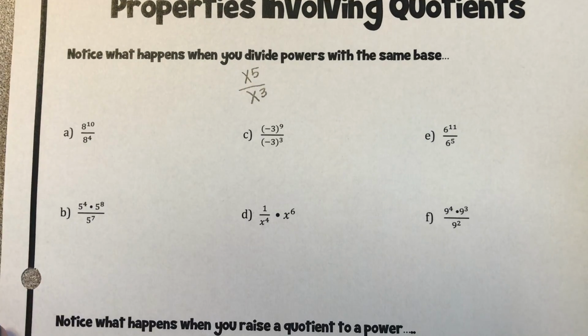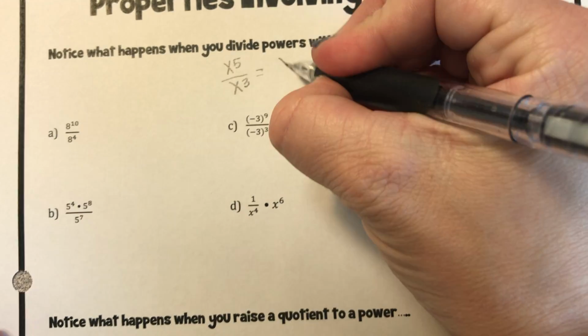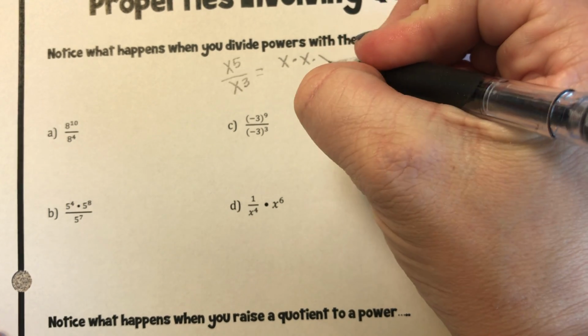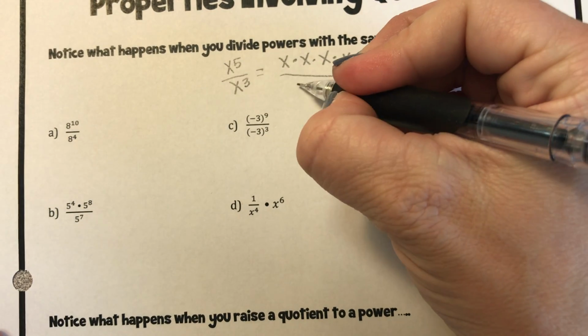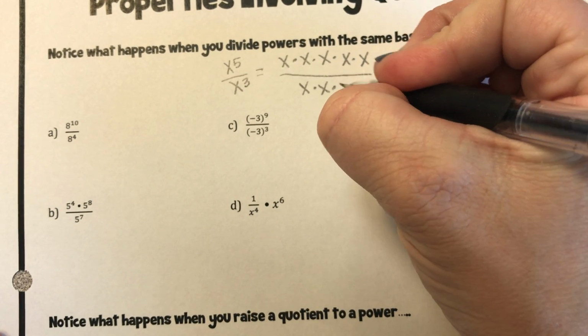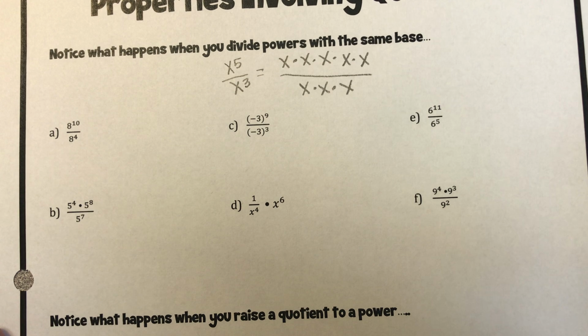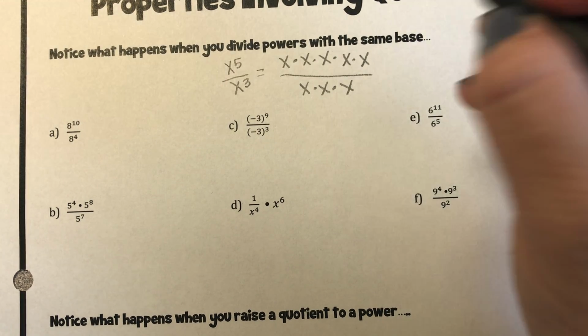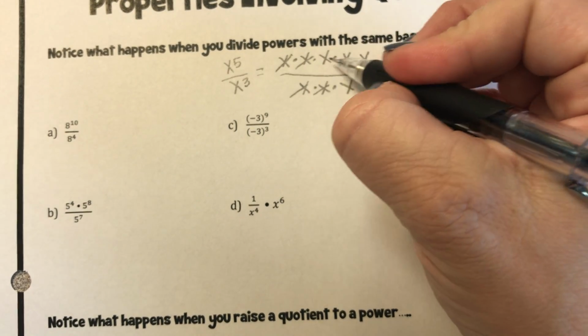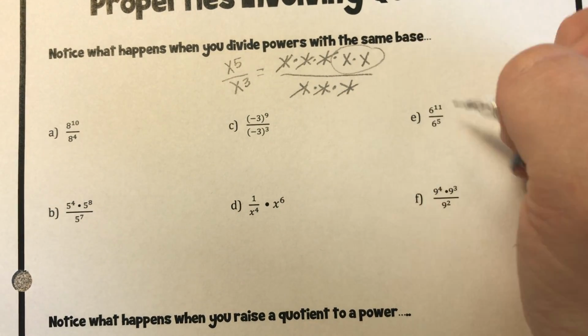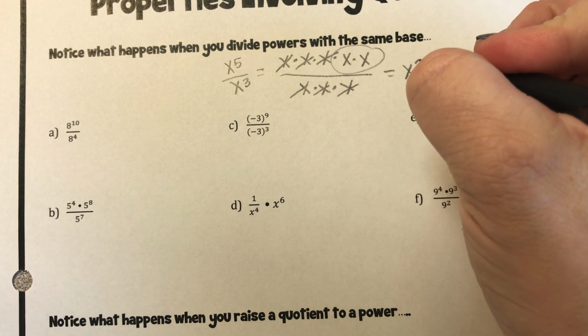Okay, so let's think about what that means for a second. X to the fifth means x times x times x times x times x. X to the third means x times x times x. So going back to the basics of simplifying fractions, we know that we can reduce it by crossing out common factors. So there's an x in the numerator and denominator, another x, and another x. What I'm left with is x squared.